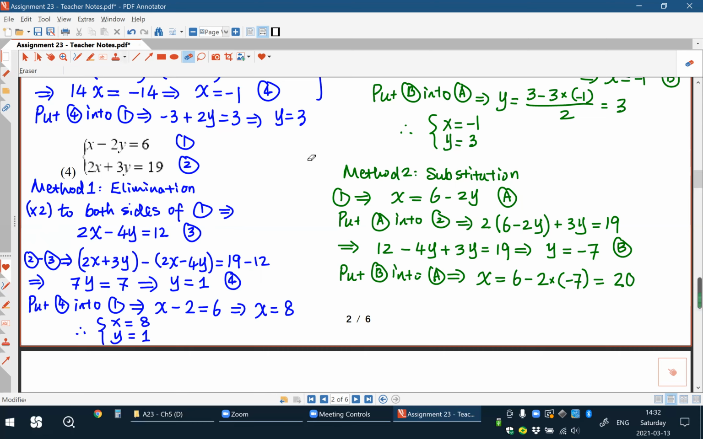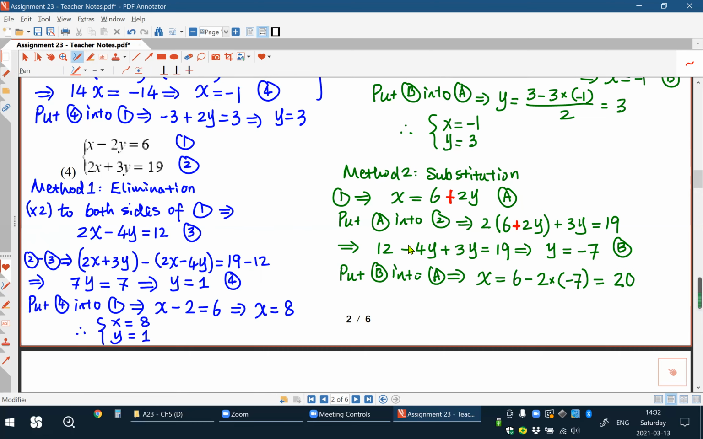Here should not be a negative. Did you see the mistake? Here should be a positive sign, not a negative, right? Because when we put negative 2y into the right-hand side of the equation, the sign becomes positive. Okay, so again, here is a positive sign.